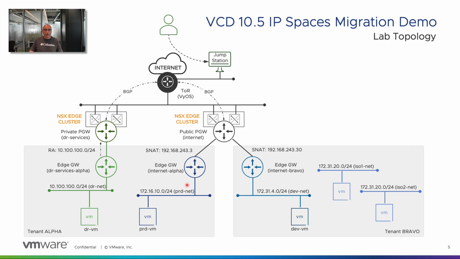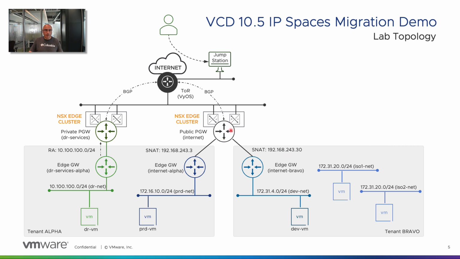Each of these edge gateways has a routed network created, production for Alpha, development for Bravo, and the traffic from these networks, before reaching the public provider gateway, is source NATed on the edge gateway. Here .3 for tenant Alpha, and .30 for tenant Bravo.